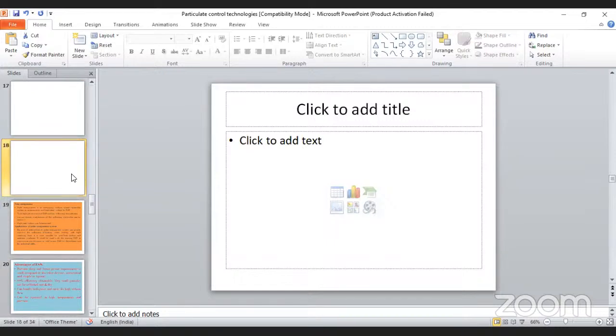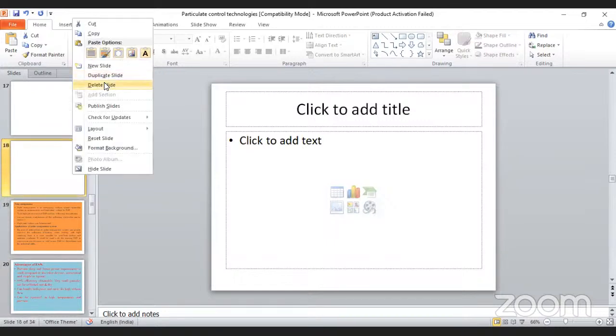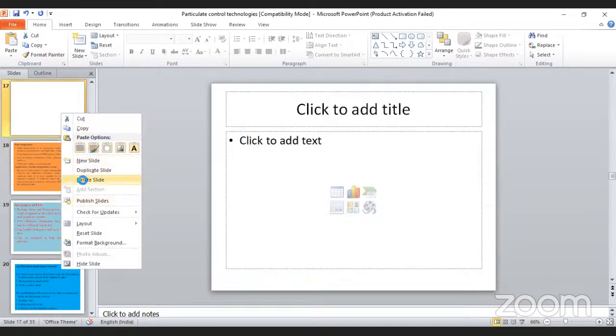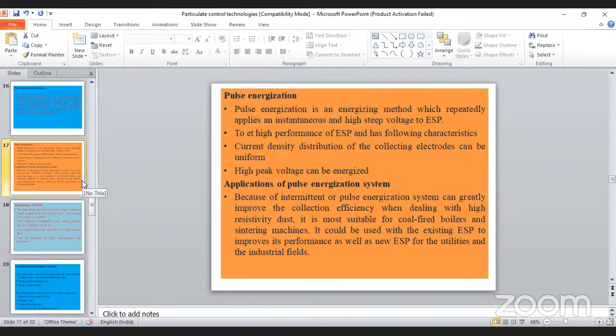I have entered two types. What is pulse energization? This is an energization method which repeatedly applies the instantaneous and high step voltage to the ESP. Previously, we said when it operates continuously, there is a possibility of it going down. At that time, they intermittently give energy, that is called re-energization. Pulse energization means repeatedly applying an instantaneous and high steep voltage form.